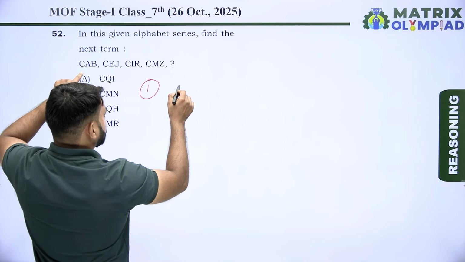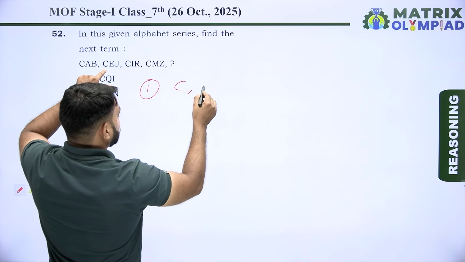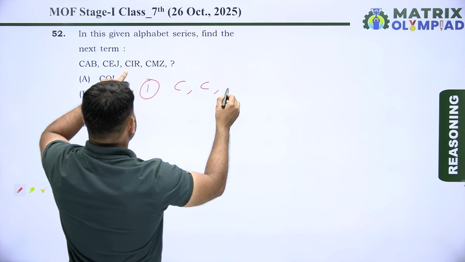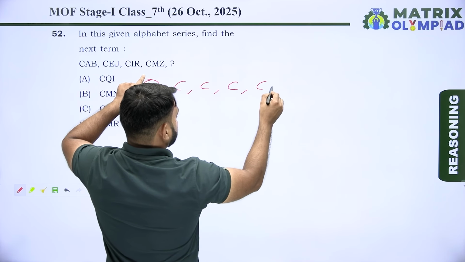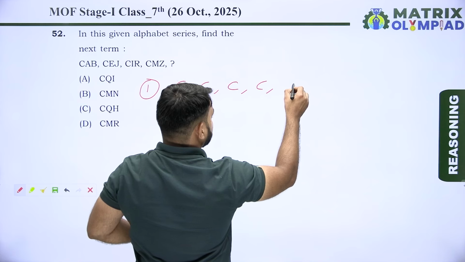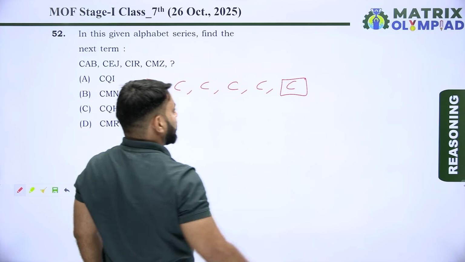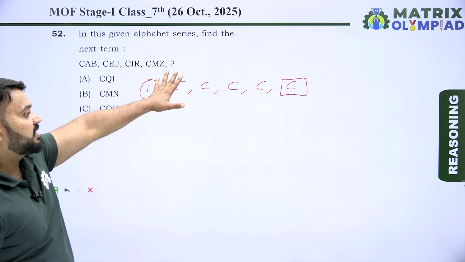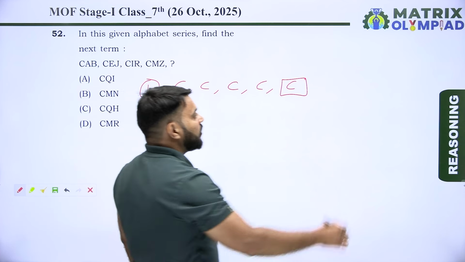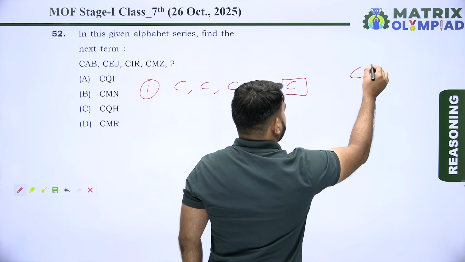So the first alphabet of the first term is C, the first alphabet of the second term is C, the first alphabet of the third term is C, the fourth is also C, and now the fifth, the first alphabet of the fifth term is C. It means the first alphabet of the missing term is C.